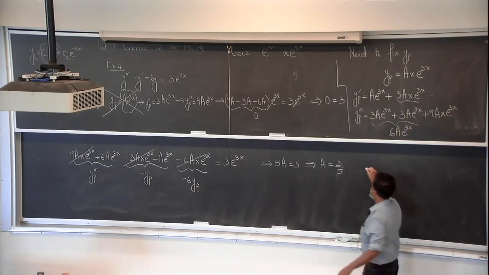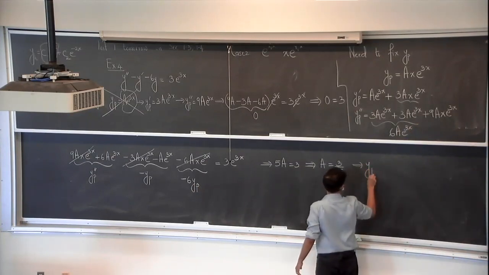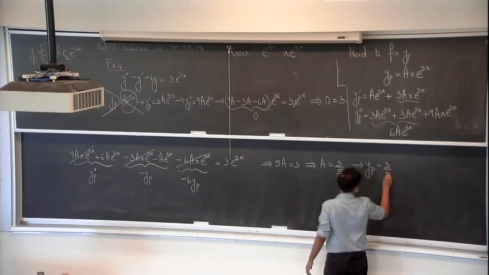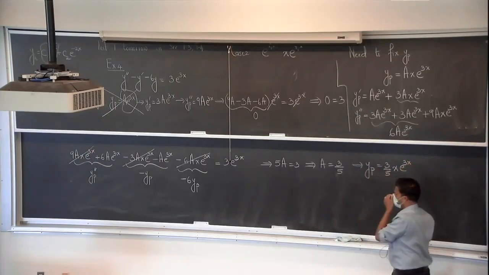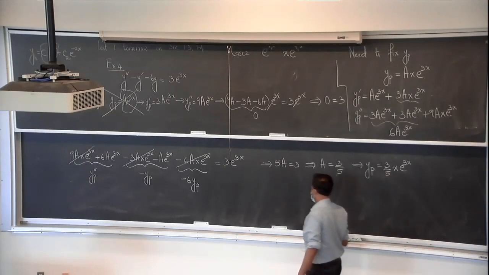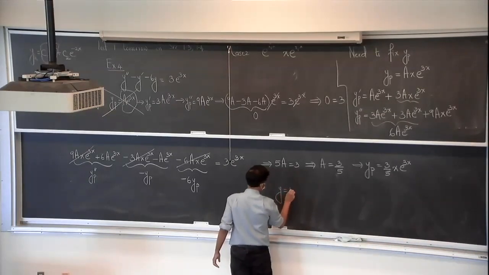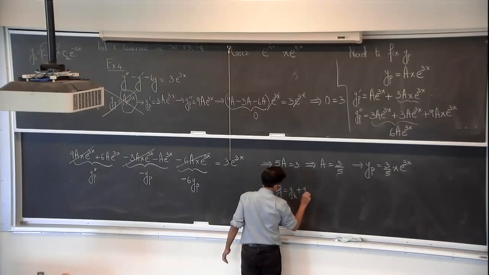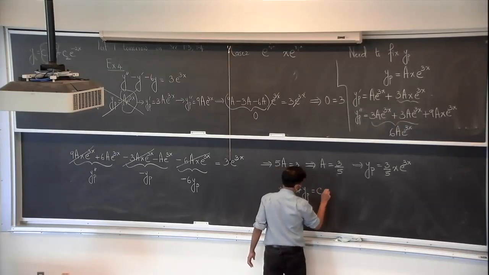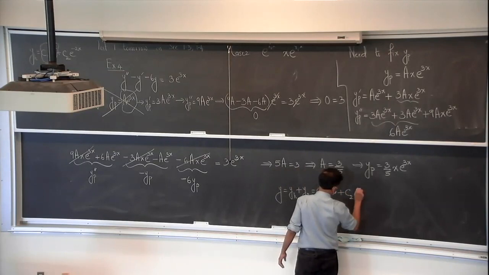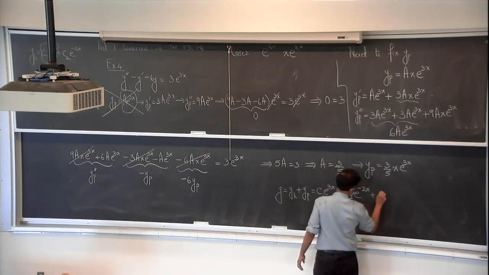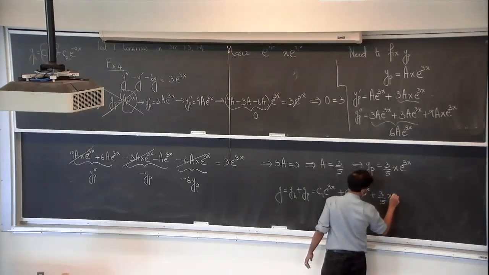So don't forget that your yp was ax e to the 3x, not a to the 3x. Yp is 3/5 x e to the 3x, and your general solution y equal to yh plus yp, which is c1 e to the 3x plus c2 e to the power of negative 2x plus 3/5 x e to the power of 3x.